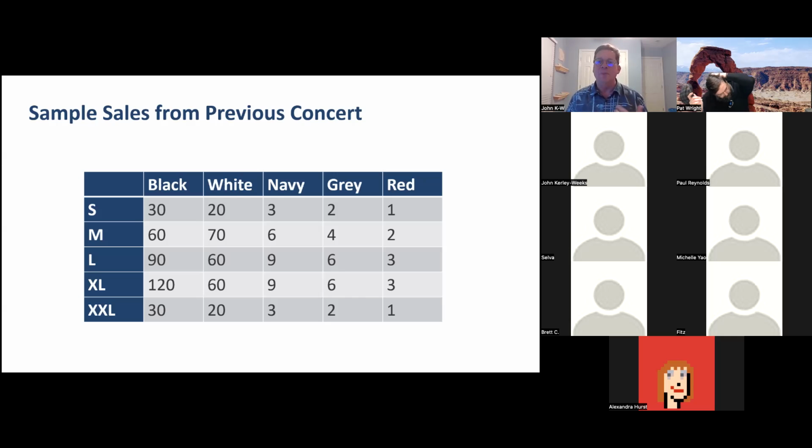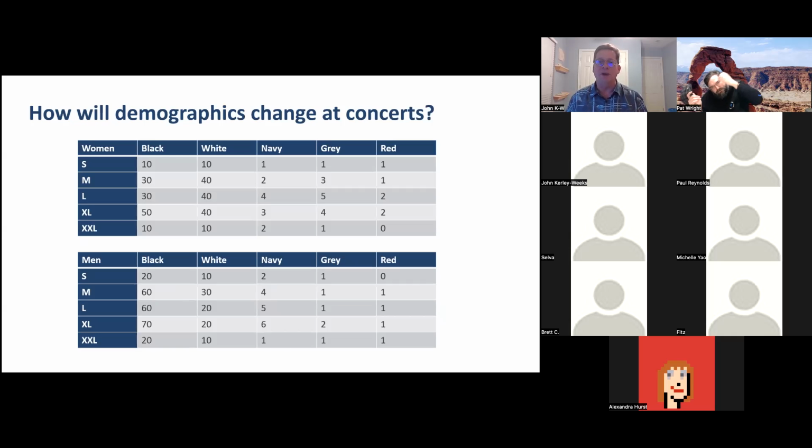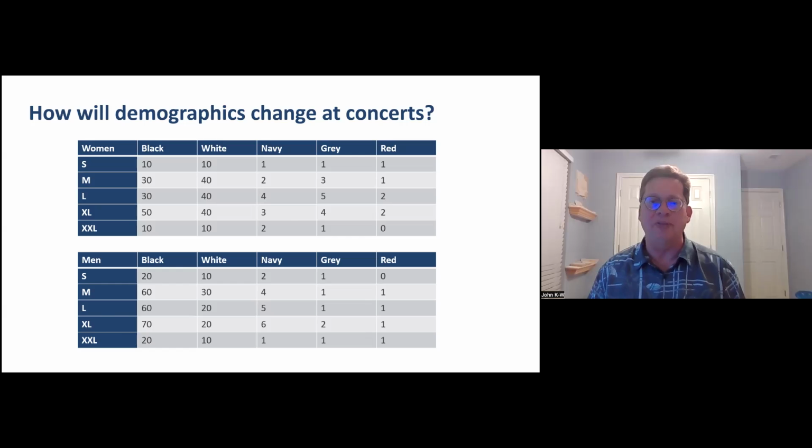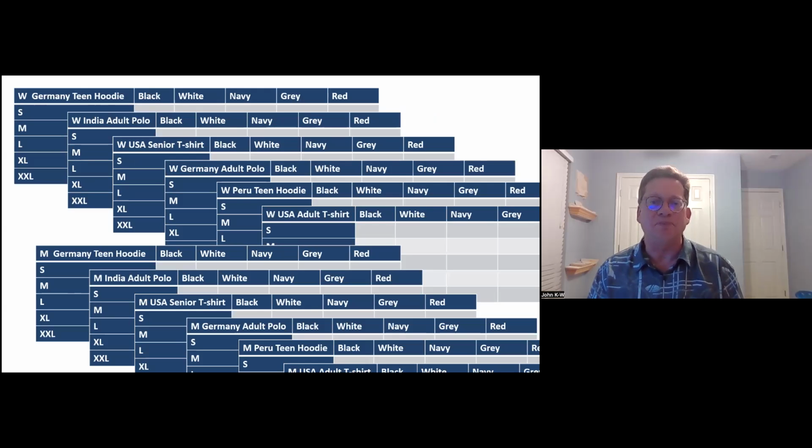The black and white shirts are really popular, and the extra large and large shirts tend to be more popular in sizes. But as we get more and more information about the demographics of our people that might be attending the concerts, we start collecting more data. So we might be interested in men's and women's sizes. We might have a concert where we know we have a significantly larger number of women attending or a significantly larger number of men, younger people, older people, different demographics from different countries. And we would want to adjust our orders based upon the demographics of the attendees.